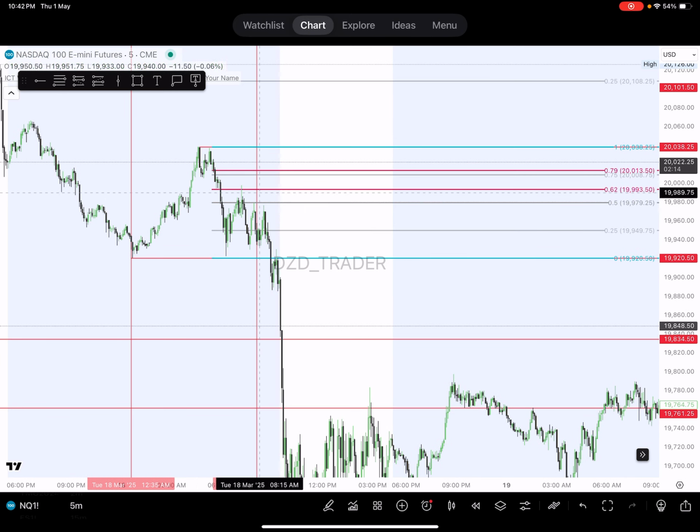It rejected at the 62%. It went down, and then it went back up to the 50%. It just slightly touched it. You can say it kissed the line. It literally kissed the line. And I like calling it kissing the target and then bumping back from it.